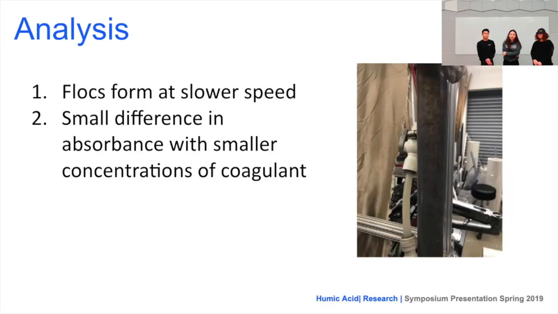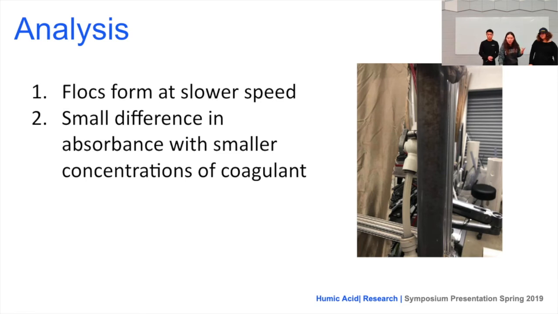So basically, this experiment compared with the previous semester's experiment is that the flocs form at a slower speed, which is expected because we're not using clay. A second difference is that with smaller concentrations of coagulant, there tends to be a smaller difference in absorbance, which is also expected because the pump speed that we're using to get to the coagulant concentration varies very little with the smaller range of coagulant. So this is to be expected.